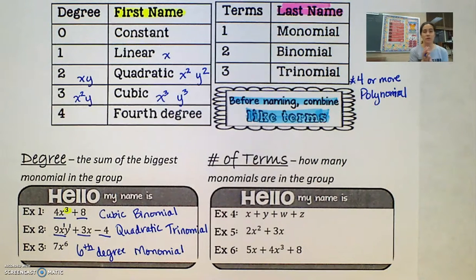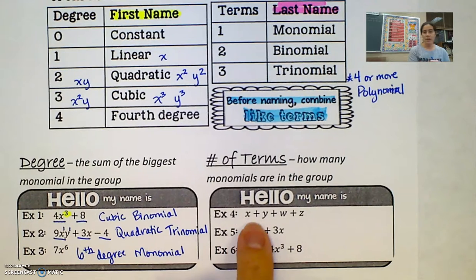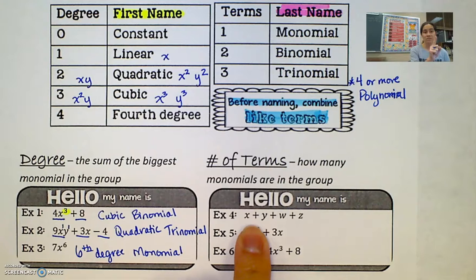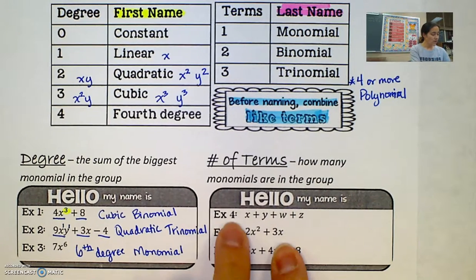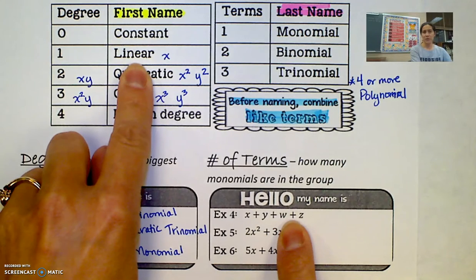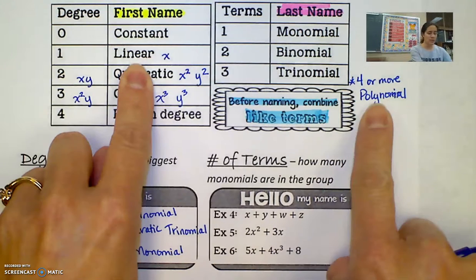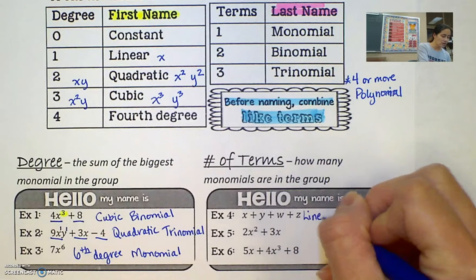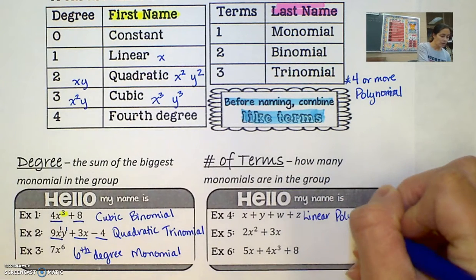Okay, let's do example 4, 5, 6. And then this is what you're going to be doing for homework tonight. And we're going to do a little bit more practice together, too. Okay, example 4. Oh, my goodness. Look at all these variables. They all have a degree of 1. So this is going to be a linear polynomial because there's 4 terms here. So 4 or more, we just say polynomial. So this is called a linear polynomial.